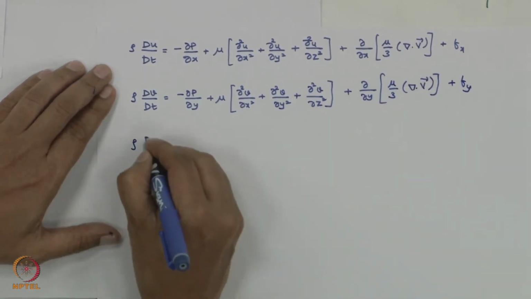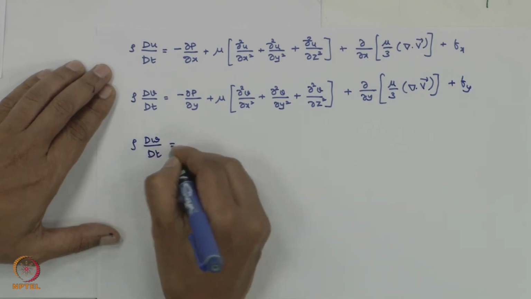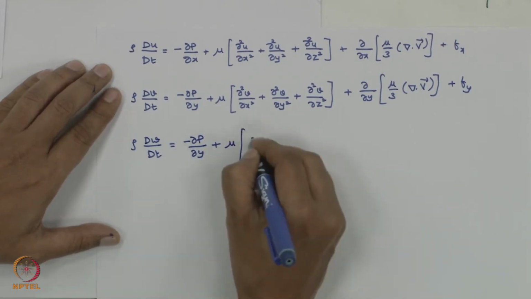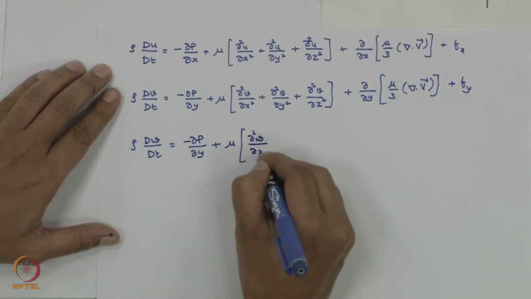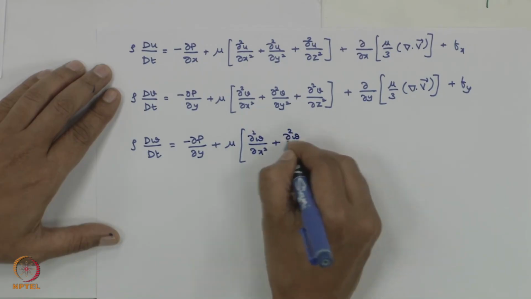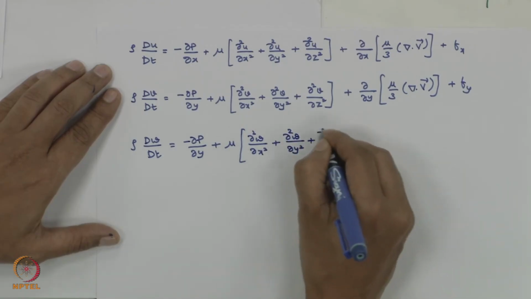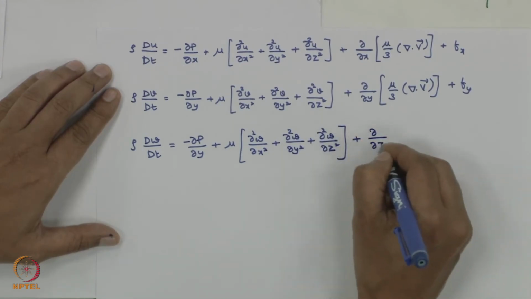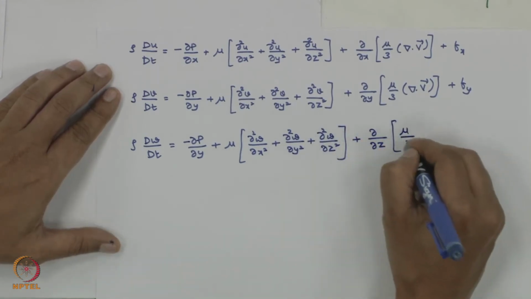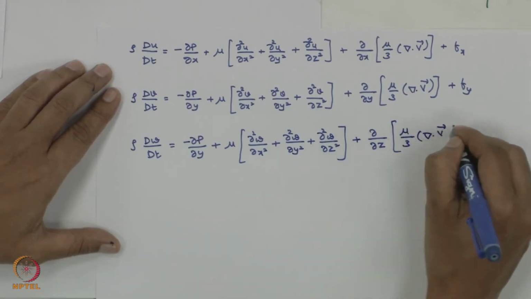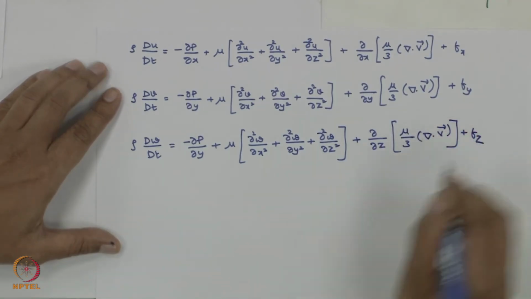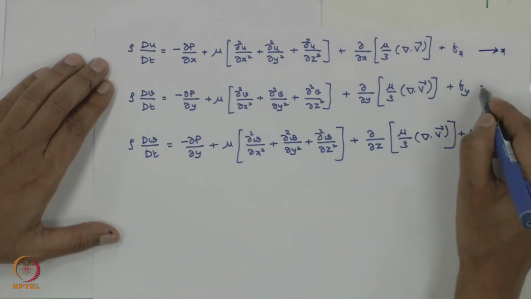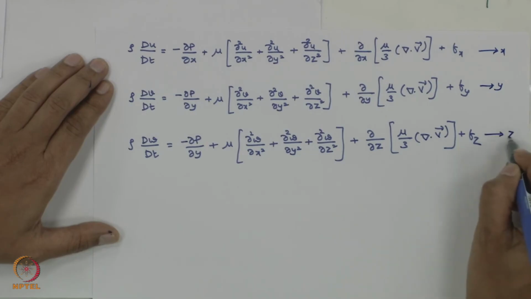Similarly, rho dw by dt is equal to minus del p by del y plus mu times del squared w by del x squared plus del squared w by del y squared plus del squared w by del z squared, plus del by del z of mu by 3 del dot v, plus fz. So we have successfully derived the x momentum equation, y momentum equation and the z momentum equation.